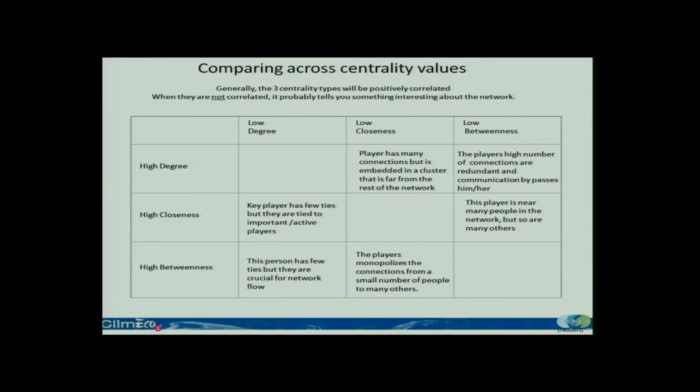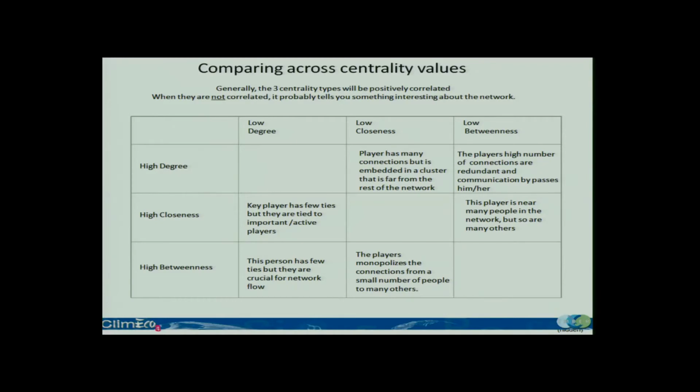So for instance, if you look at the first column, where a person has a low degree, not many connections, they have a low degree centrality but a high closeness centrality. This means this is a key player that has not many ties to other players, but is very active and well tied.